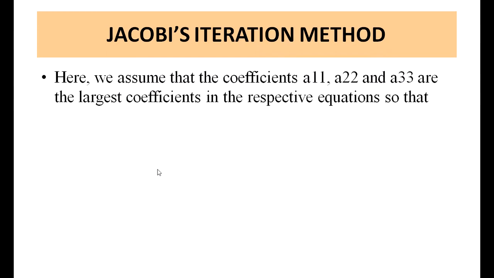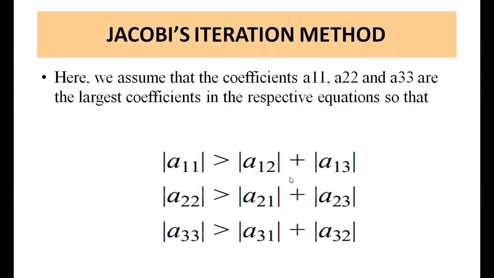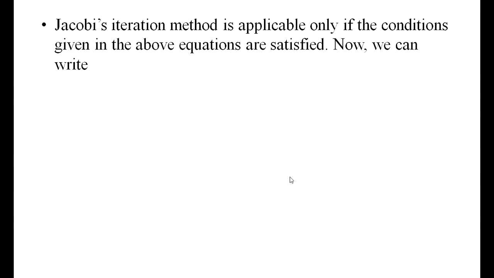Here we assume that the coefficients a11, a22, a33 are the largest coefficients of the respective equations, so that the mod value of a11 is greater than a12 plus a13, the mod value of a22 is greater than a21 plus a23, the mod value of a33 is greater than a31 plus a32. The Jacobi iteration method is applicable only if the above condition is satisfied.